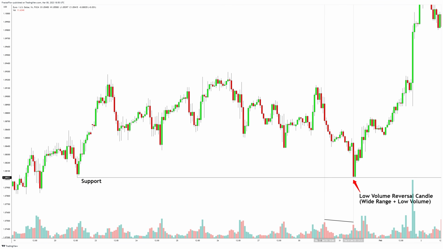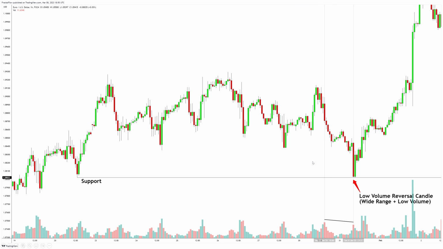We have a support defined by an important low in price action. So far, there's nothing different. Right here, we see price landing at the support exactly with a wide range candle. We know this is a wide range candle when we compare it with the other candles around it. This same exact candle could be considered as a medium-sized candle in other scenarios.